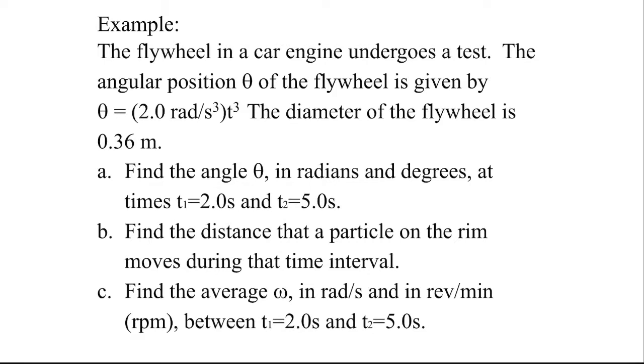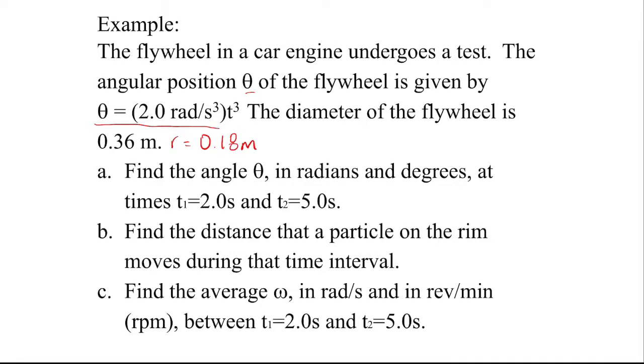So let's do a little example here, okay? Say we have a flywheel on a car engine. It's undergoing a test. The angular position theta of the flywheel is given by 2.0 radians per second cubed times t cubed. So that really just gave you its own little equation for the position of the flywheel. As long as we have time, we can find the angular position. We know the diameter of the flywheel is 0.36 meters. From there, we'd probably want to find the radius because usually that's what we're working with.